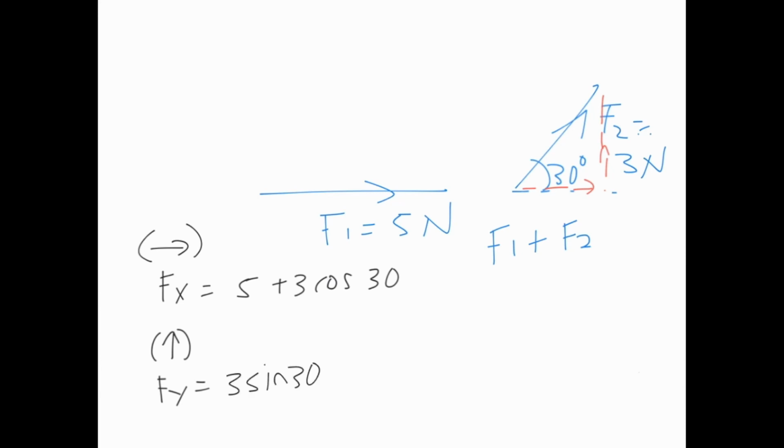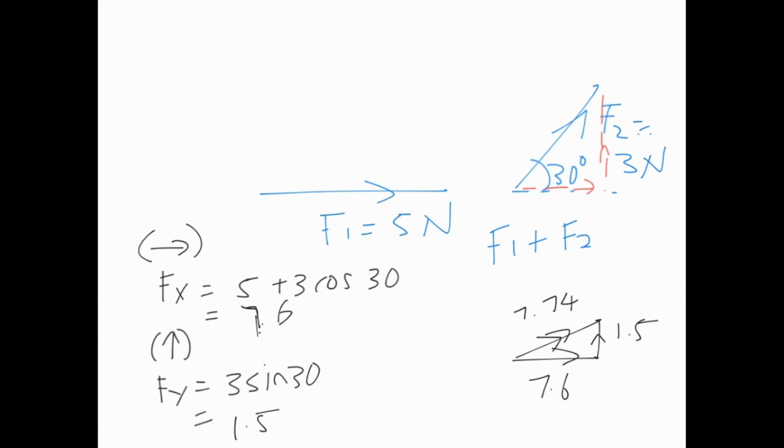So what you can do is you calculate this and this. So here you will get the answer as 7.6, okay, and the bottom one 3 sine 30 will be 1.5. That means you have 7.6 to the right, 1.5 upwards. So this is the resultant. So you use Pythagoras to calculate, and then you can get the answer as 7.74. So that is your result. So this is another way of calculating.